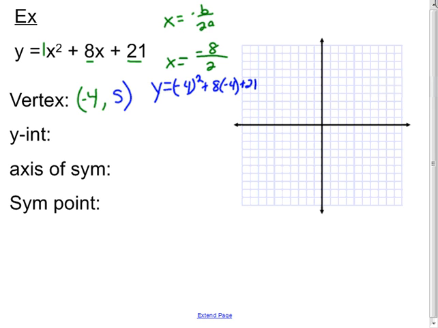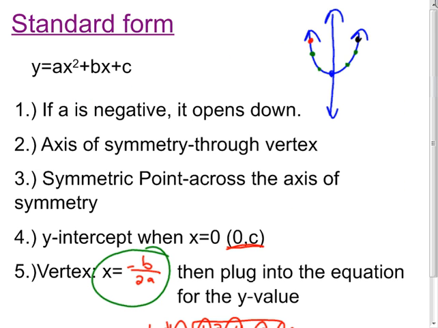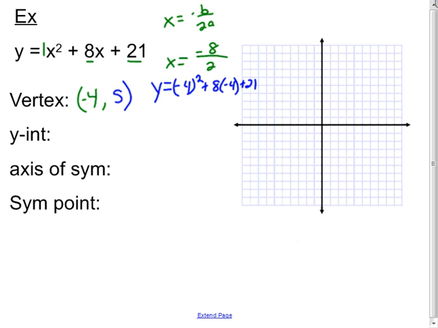Part of the reason I calculate my vertex almost all the time. Even though my y-intercept is even easier, think about how we find our y-intercept. Y-intercept occurs when x is 0. So plug 0 in for x. 0 squared plus 8 times 0 plus 21. I plugged 0 in for x, and it spits out 21. Y-intercept is when x is 0, and x-intercept is when y is 0. So I now have my y-intercept.